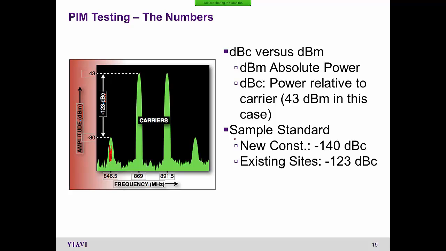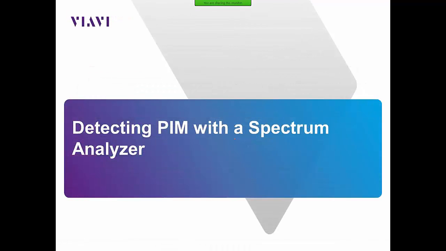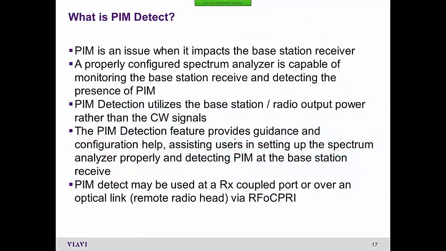Now, once a site's in service, you can't do this test, right? So PIM testing, if the site's in service or it's inaccessible, being a remote radio head, you can't really do this test unless you're a tower crew and you can climb the tower and drag a PIM test up to the top of it. So that's where PIM detection comes in. One of the primary uses of PIM detection is when you don't have access to the RF connectors. And so what's PIM Detect?